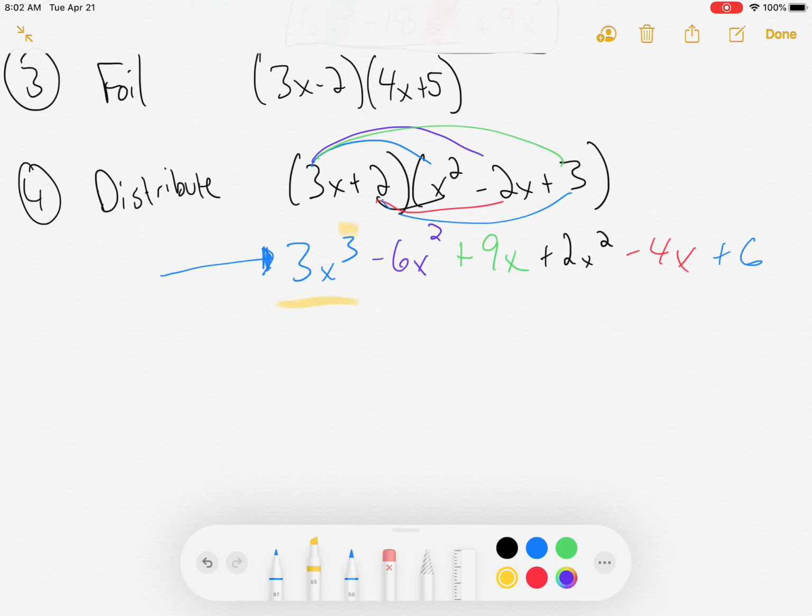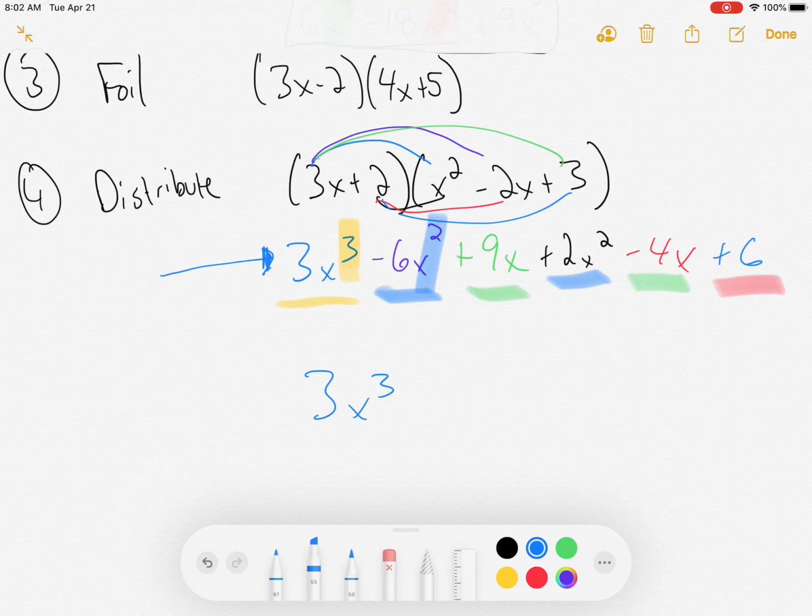So like terms have the same letter to the same exponent. So this has an x to the third, and it's actually the only thing with an x to the third. So this just drops down. I have 3x to the third. Why is it the only term like that? Well, this one has a squared. This one has an x. This one has a squared. This one has an x. And this one has a number.